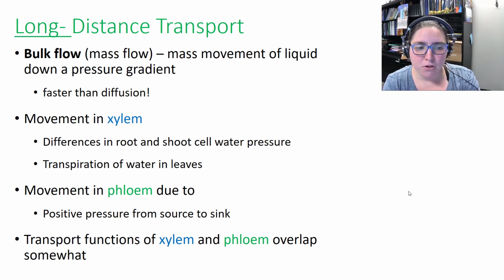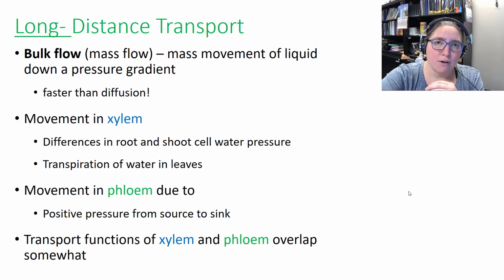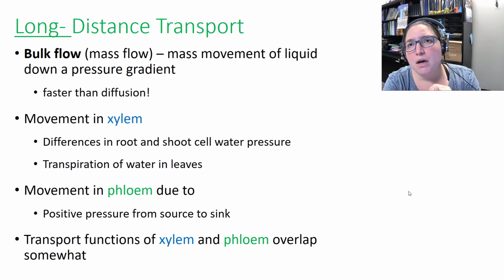This occurs in the xylem and phloem, and realistically the transport functions of xylem and phloem overlap because you can't just move carbohydrates without them being suspended in water in the plant. But generally, when we think about xylem, we think about movement of water. There are differences in root and shoot cell water pressure, and the leaves lose water, remember, through the stomata. So basically you're pulling a column of water up from the roots all the way up and out the leaves in the plant. And then in phloem, you have differences in sugar concentration, and sugar is going to go from a sugar source to a sugar sink. We're going to go over those in more detail coming up.